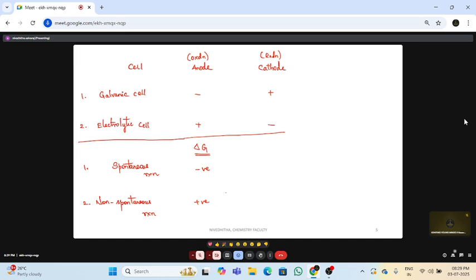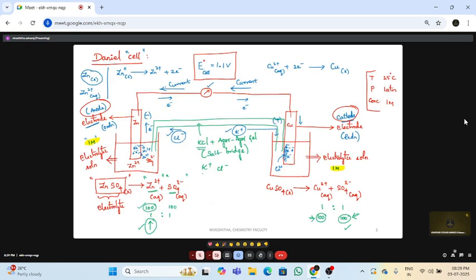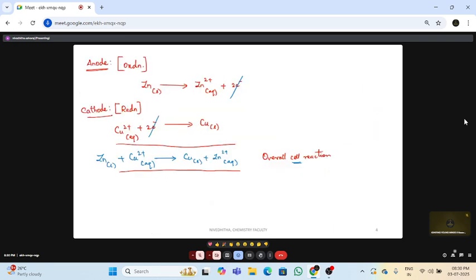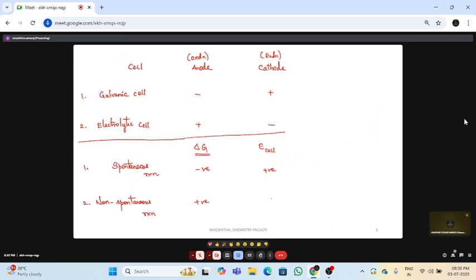In a cell, if we have a spontaneous reaction, then the sign of E cell will be just the opposite. It will be positive. Here in the Daniel cell, we had a spontaneous reaction inside the cell. Overall, in the cell, the sign of delta G will be negative. And what was the sign of E naught cell? It was positive, right? It is just the opposite of delta G. And similarly, what will be the sign of E cell for a non-spontaneous reaction?